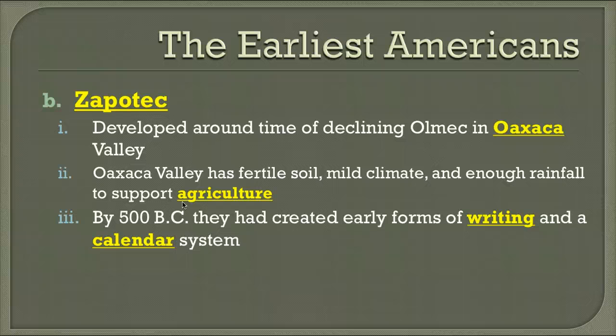Things we found out about the Zapotec, we know by 500 BC they had created early forms of writing and had a calendar system. Tells us a little bit about the sophistication of their culture and some of the things they're able to create.